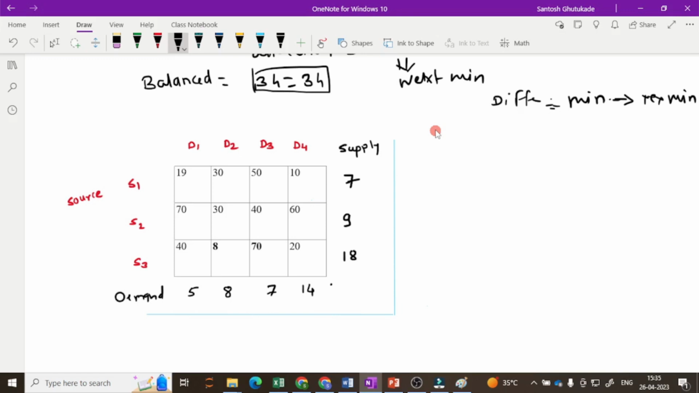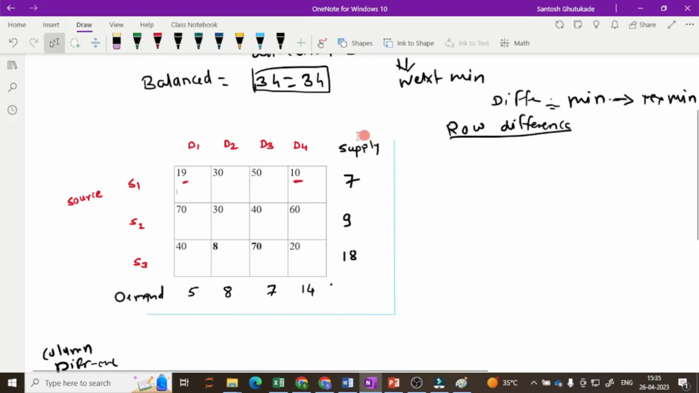For a row, the differences are called row differences, and we also calculate column differences. In the first row, the minimum value is 10 and the next minimum is 19, so we take the difference between these two values. Why are we calculating the penalty? If we give the allocation at 10 because it is the minimum value, but by mistake we give the allocation to 19, then 9 rupees extra cost will be there per product. That is nothing but the penalty.